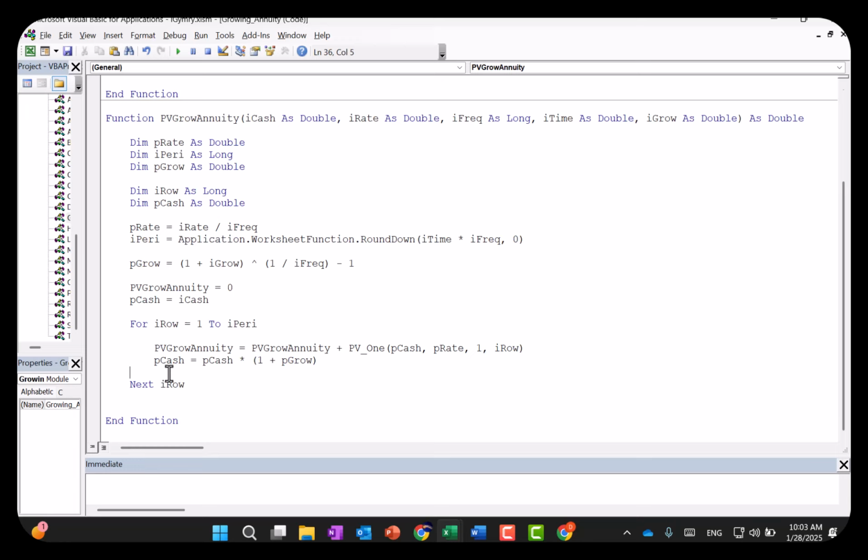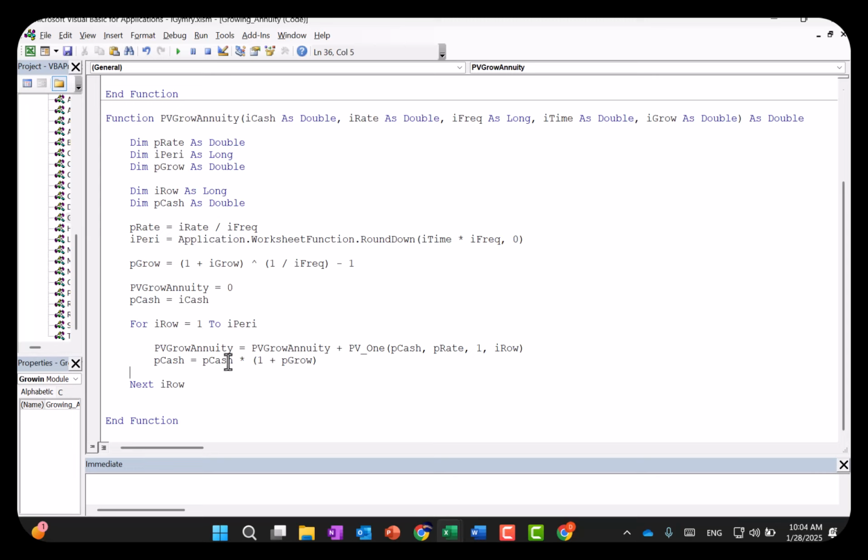So let's give it numbers. iCash is 100. And let's assume that periodic growth rate is 1%. Okay. And let's assume I freak is 12. So in first pass, IRO is 1. So I'm going to take $100. I'm going to calculate present value of $100 at 1% for 1 period. You know, that is roughly $99.09. Okay. So I'm going to add that to that.